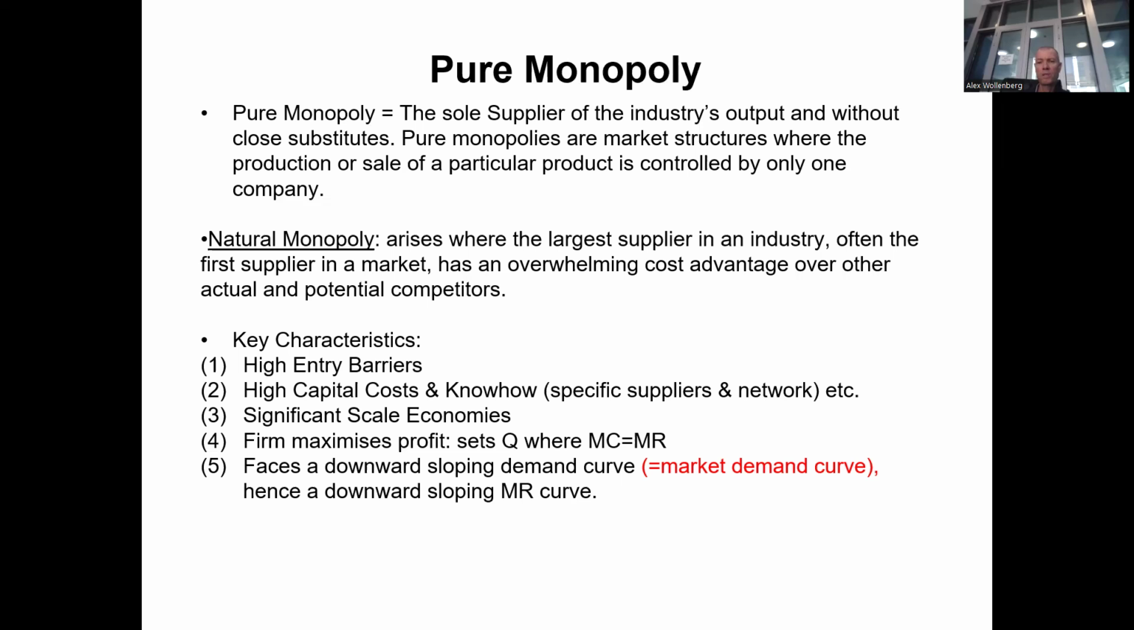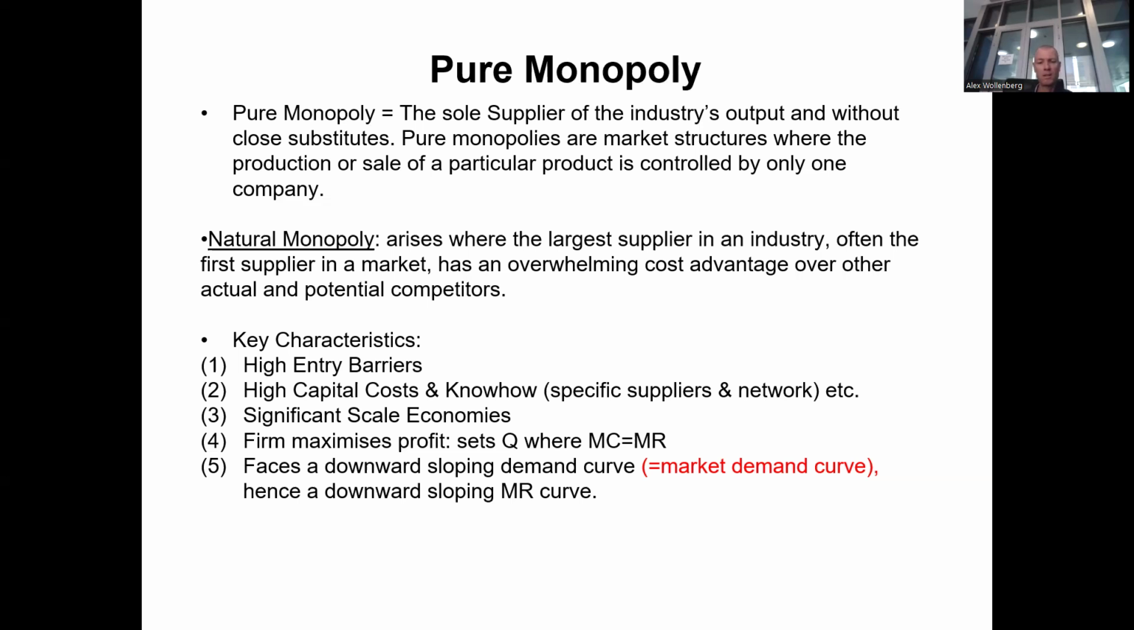So all of these are entry barriers, and they protect the company's profit in the short term, as well as in most cases in the long term. Patents do expire at some point, but other structures like high cost structures don't expire. And so these are essentially permanent protective barriers for monopolies.